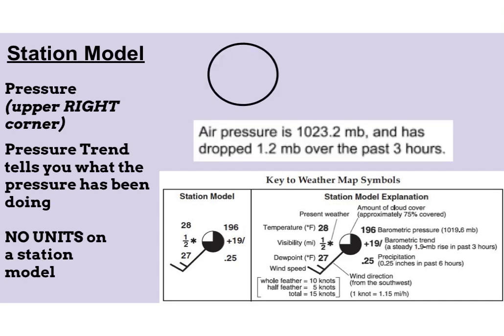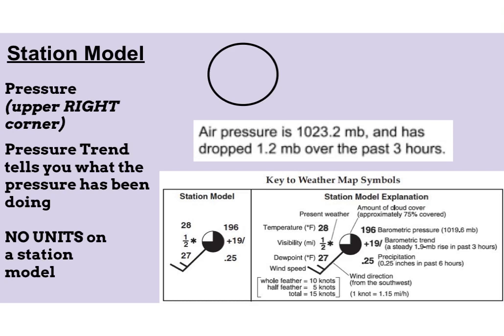So let's practice this. In this question right here, it says the air pressure is 1023.2 millibars and has dropped 1.2 millibars over the past 3 hours. Go ahead and see if you can figure out what codes you will put on this station model right now, and go ahead and type in your answers, and then you can see if you're right afterwards.